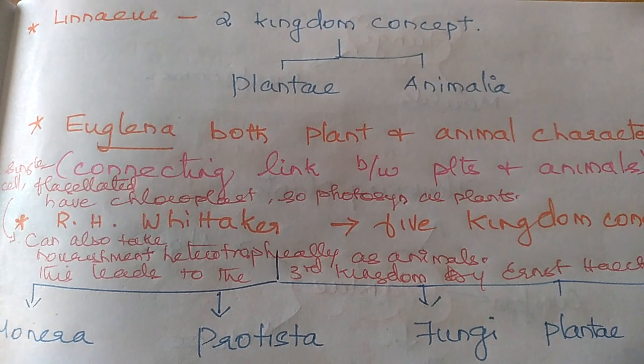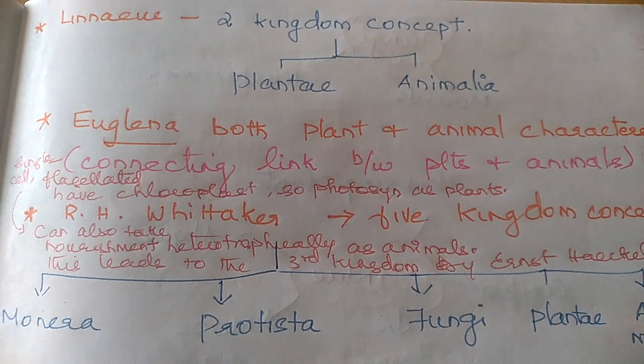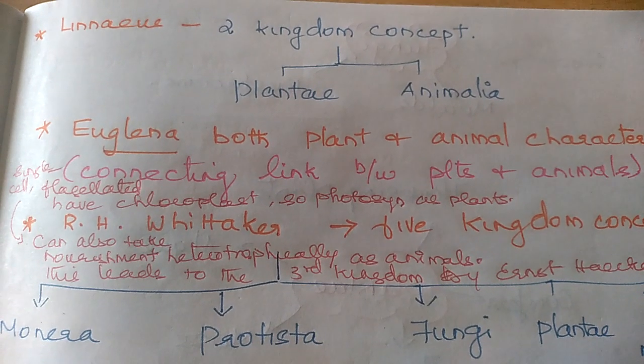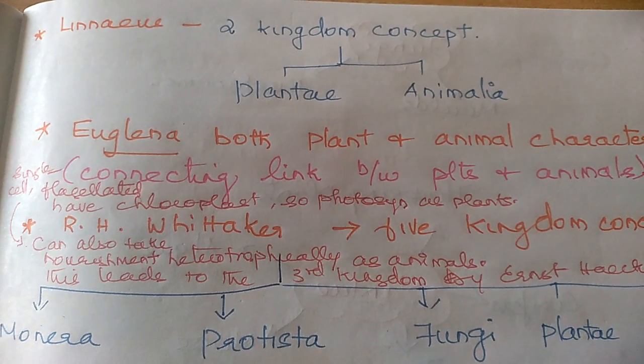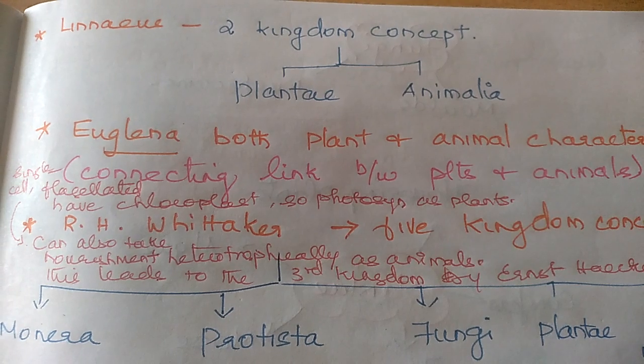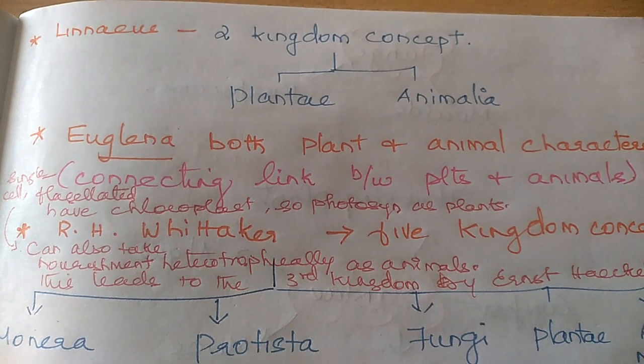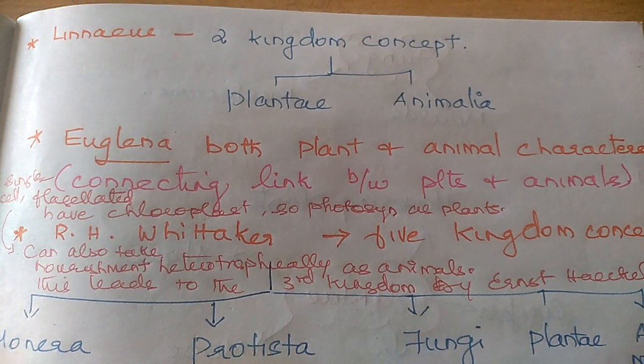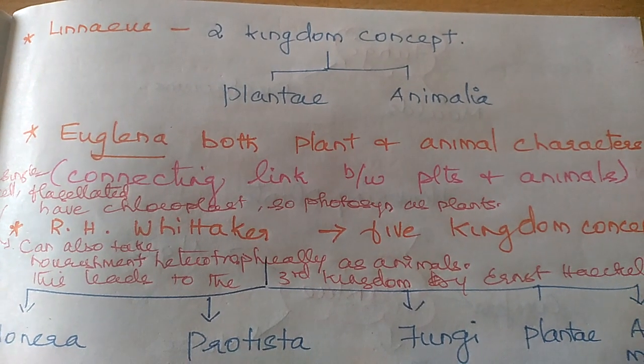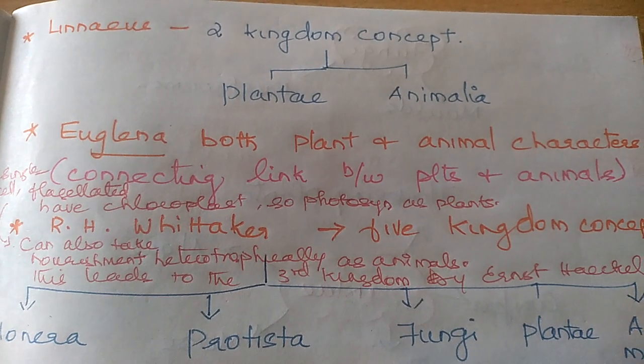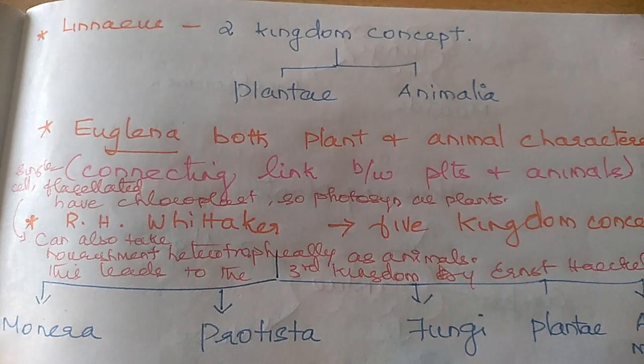So it acts both as plant and animal because it has both the characters of plants and animals. So they have chloroplast for photosynthesis, and so they are considered as plant, and they also have heterotrophic mode of nutrition, so they are considered as animal. So the connecting link between plants and animals is the Euglena.